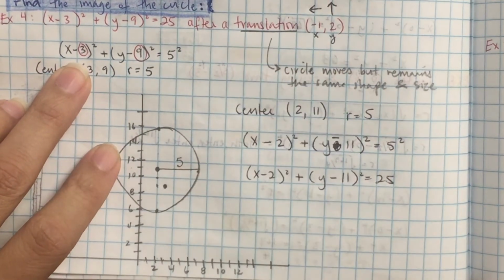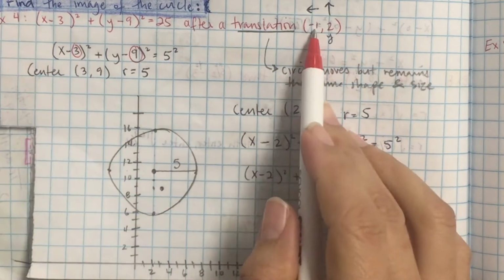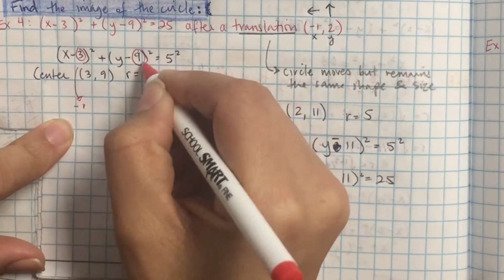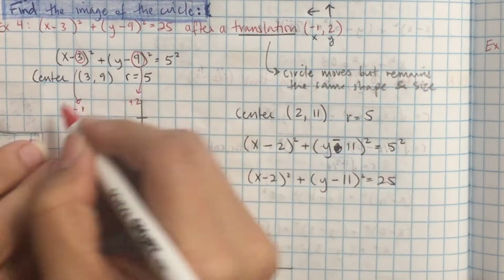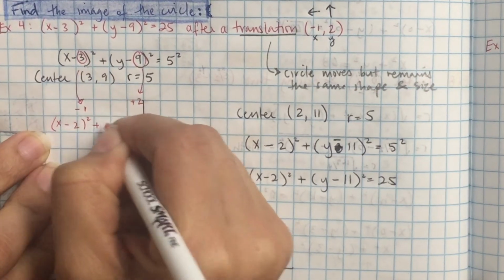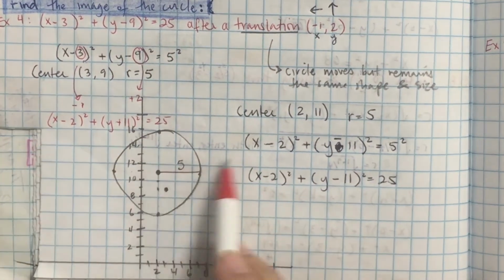But what you could do from your old one to your new one, you could just do the translation. So you're going to subtract 1 from the x, and only what you've circled, and then add 2 to the 9. So it's going to be x minus, and then 3 minus 1, which is 2. Write everything else out. 9 plus 2, which is 11. Everything else stays the same.